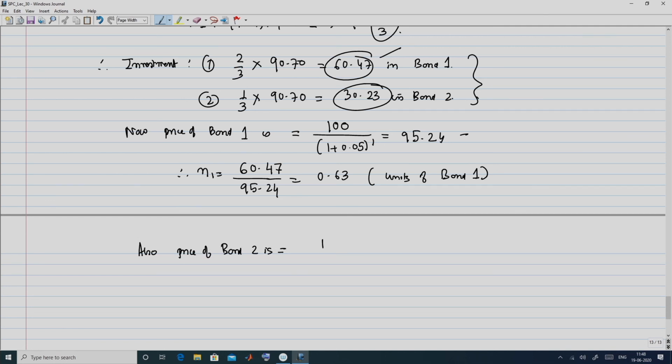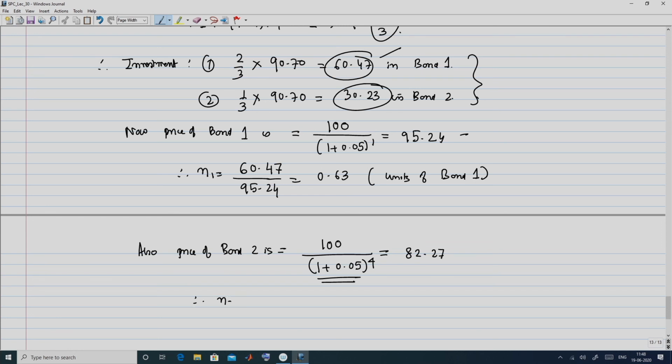Now, remember, bond 2 also has a nominal of 100, and this was a 4 year bond at an interest rate of 0.05, that is 5%. So the price is going to be 100 divided by 1 plus 0.05 raised to 4, since it is a 4 year bond, and this turns out to be 82.27.